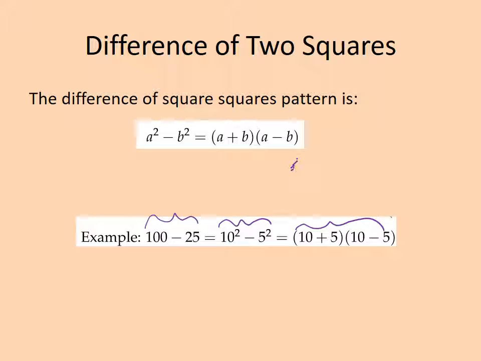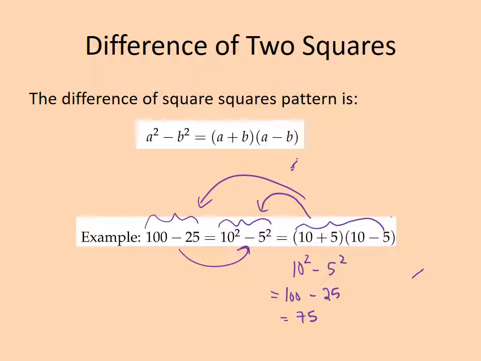Now, if I was given this problem, 10 plus 5 times 10 minus 5, instead of doing 10 plus 5, which is 15, and 10 minus 5, which is 5, and 15 times 5, which is not really something I can do in my head, it would be more efficient if I rewrote this as 10 squared minus 5 squared. I can do 10 squared in my head, which is 100, and 5 squared, which is 25, and I can do that subtraction in my head, which is 75. We will use this pattern of going this way and the pattern of going this way to make our lives a little bit more efficient.